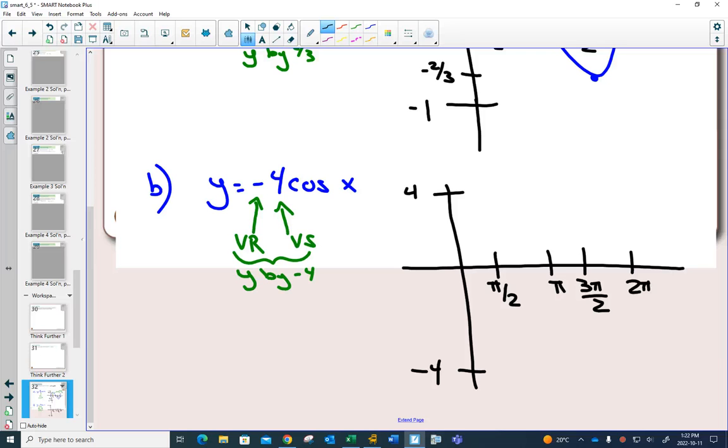Now your regular cos graph, this is what you got to think about. My regular cos graph looks like this. Starts at 1, goes down to -1, from 0 to 2 pi. That's my regular cos graph. Can you see that if you have a vertical reflection, instead of starting at a maximum, a vertical reflection would cause it to start at a minimum?